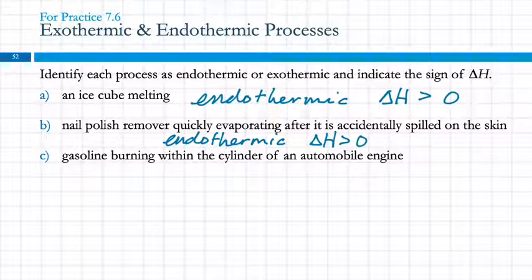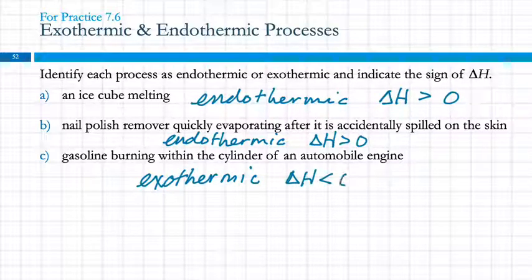Next, gas burning within the cylinder of an automobile engine. So we've got two things mentioned here, gasoline burning, and the cylinder in the engine. What's our best guess as to what's the system? The gasoline burning is intended to be the system. So the gasoline burning, is that going to be exothermic or endothermic? What happens to the surroundings when things burn? They get hot, right? The surroundings get hot because the reaction is giving off heat. So this is exothermic, and then delta H is less than 0. It's negative for the gasoline burning. It's positive for the automobile engine. Any combustion reaction, anytime there's burning, combusting, the reaction is exothermic.